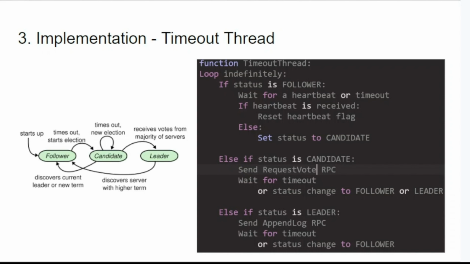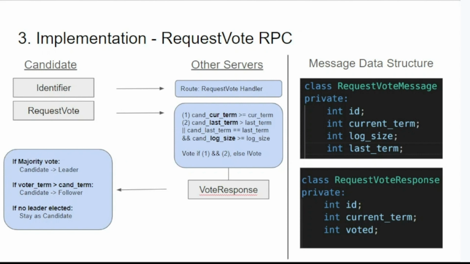Candidate will send request RPC, and based on the result, it will promote itself as the leader or demote itself as the follower. Leader sends append log RPC, and based on the communication, it may demote to the follower. Now with the request vote RPC, the identifier of the request vote RPC is sent first, and then the request vote RPC with the information on the right is sent.